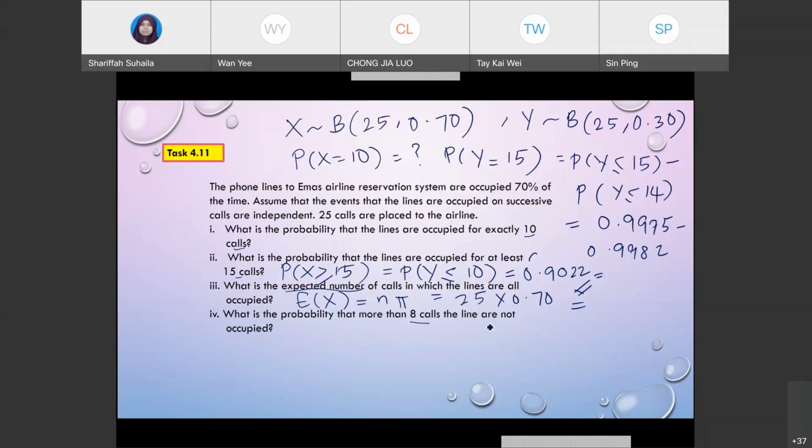So the last question asks about 8 calls the lines are not occupied. So this is your Y. So probability Y greater than 8. So 1 minus probability Y less than or equals to 8. So just read directly from your stats table. N 25, pi 0.3, so 1 minus 0.6769.